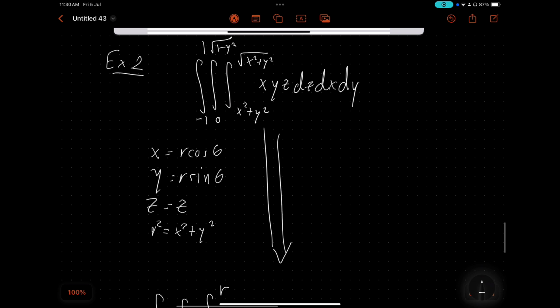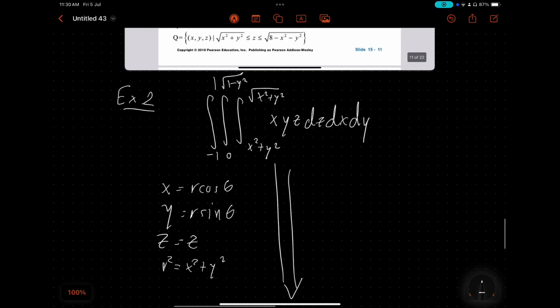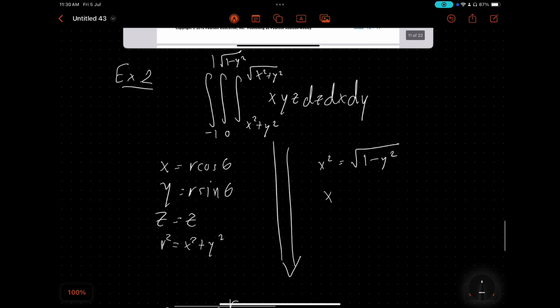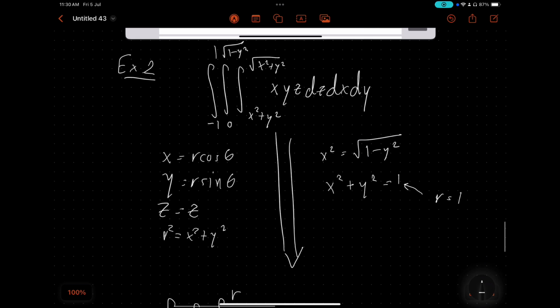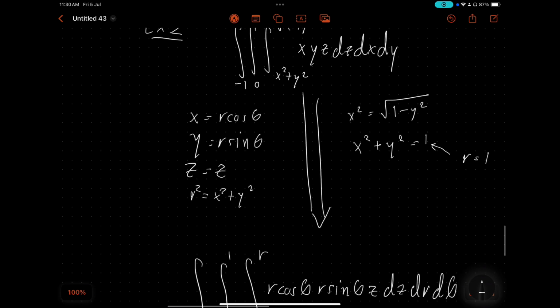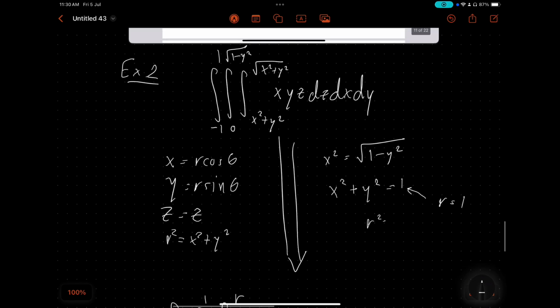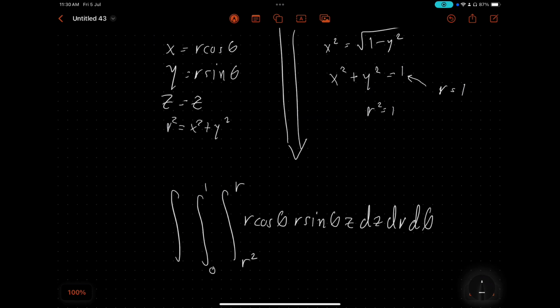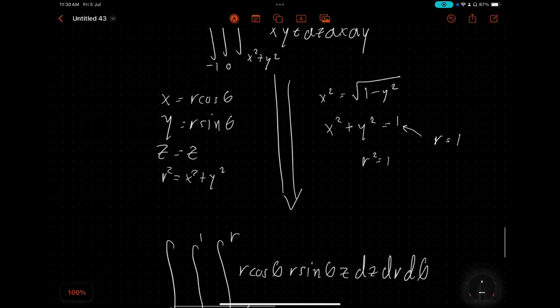And for the y, we're gonna go from 0 up to 1 minus square root of 1 minus y squared. Now this is basically x squared, so we have x squared plus y squared equals 1. Now the radius is 1, r equals 1, and so it's gonna go from 0 to 1, and that's for our r. So we found z. Now we go to r.